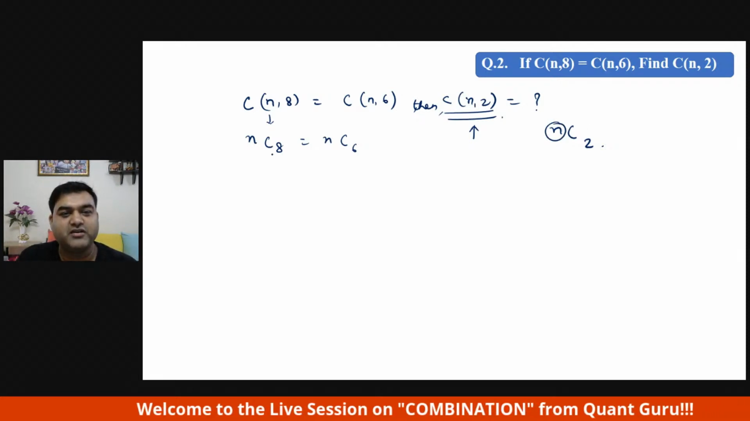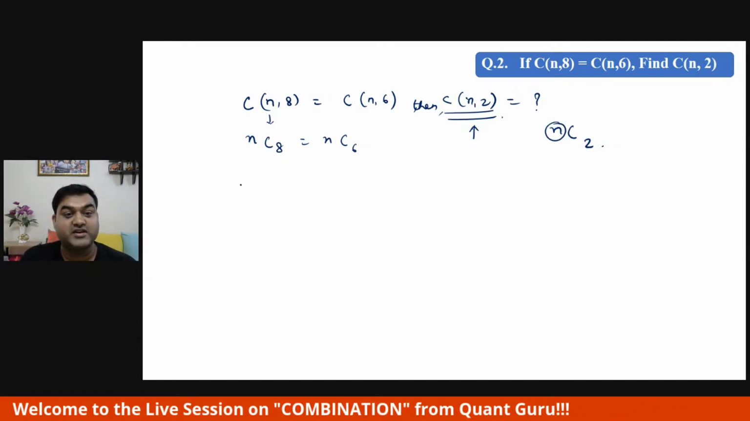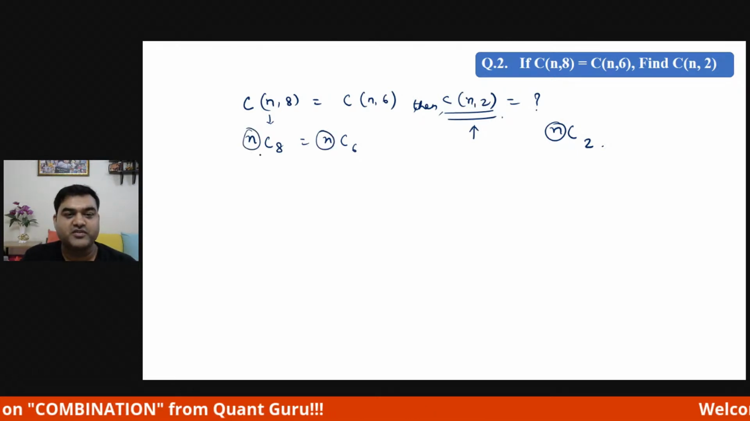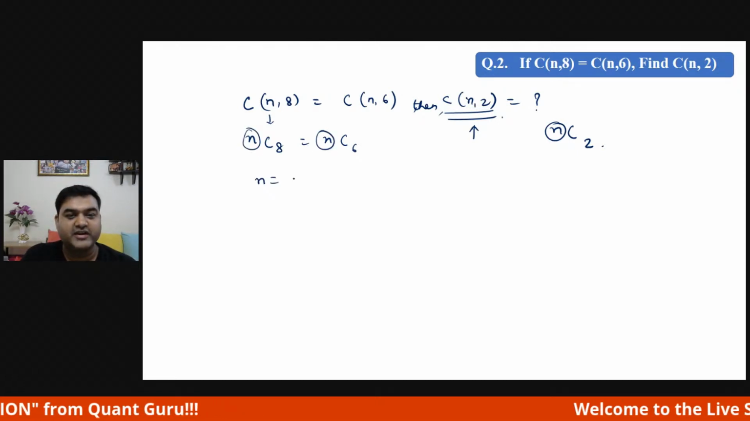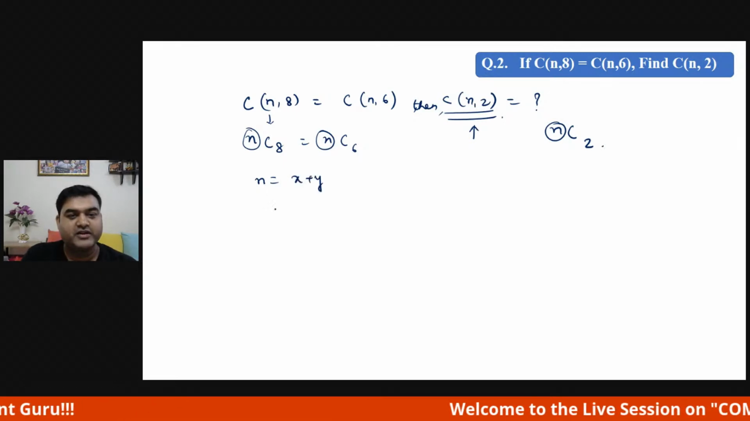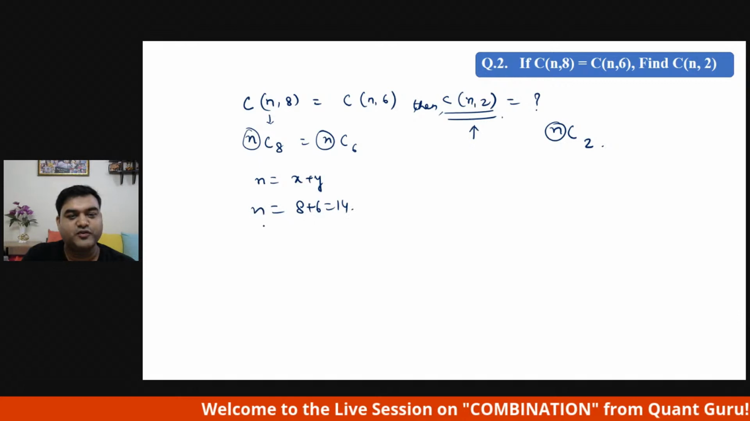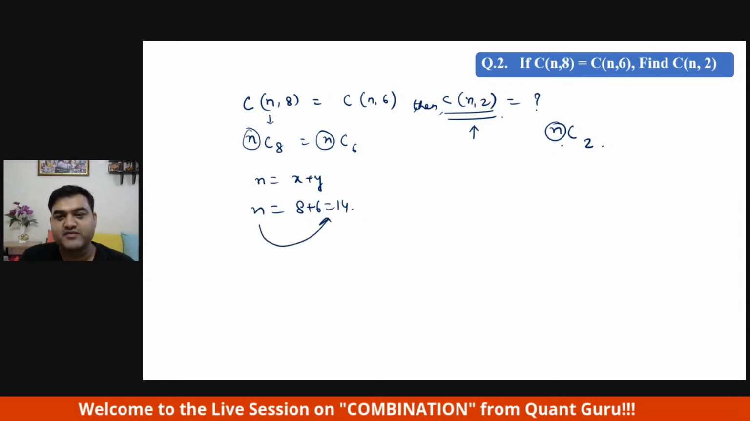How to find the value of n? Using the last question, right? See, n and n is common, the same n is there. So n is equal to x plus y, right? So 8 plus 6, that is 14. So we have got the n value as 14, right? So we will use the same thing here.